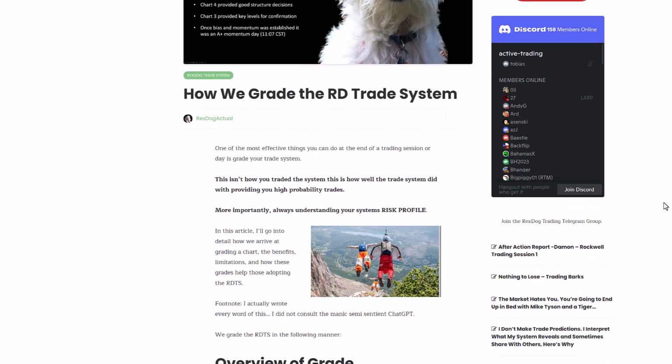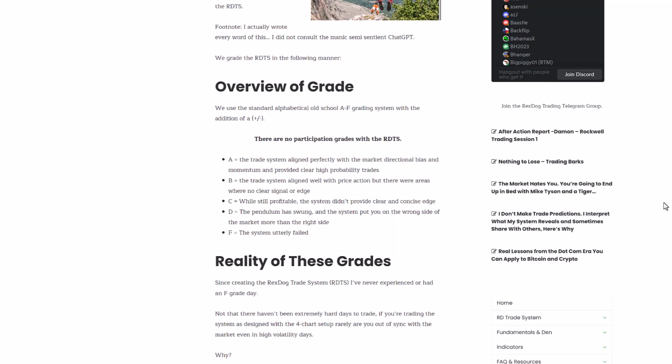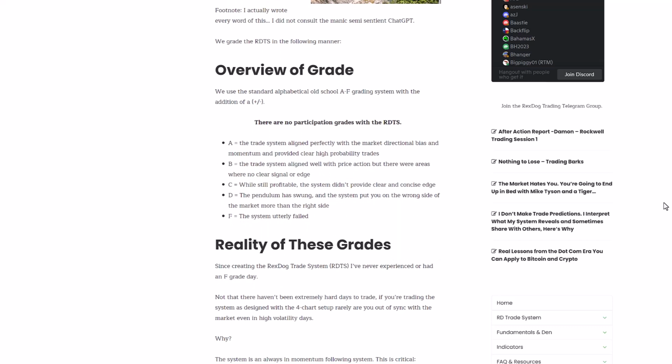So we grade the Rex Dog trade system in the following manner. We provide an overall grade. We use the standard alphabetical old school A through F grading system with the addition of a plus or minus. There are no participation grades in the Rex Dog trade system, and it doesn't get a grade just for showing up. Here's generally the philosophy here.